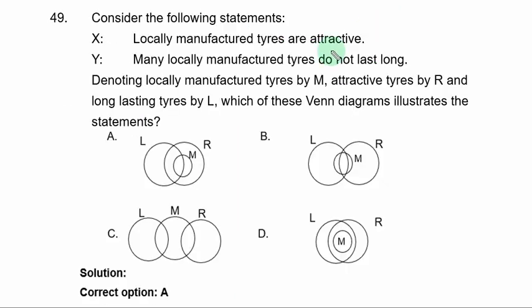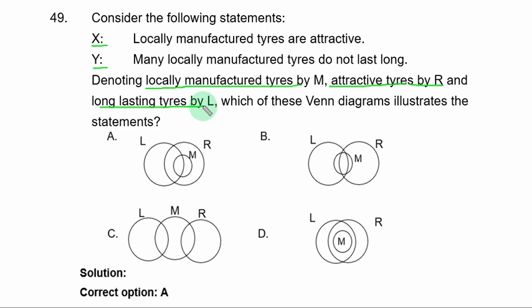Question 49. Consider the following statements. X: Locally made tires are attractive. Y: Many locally made tires do not last long. Denoting locally made, that is manufactured tires, by M, attractive tires by A, and long lasting tires by L, which of these Venn diagrams illustrate the statement?